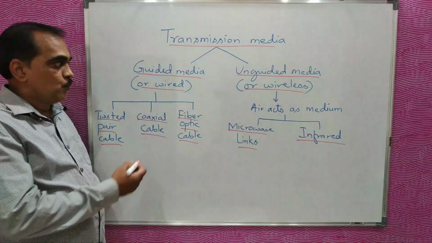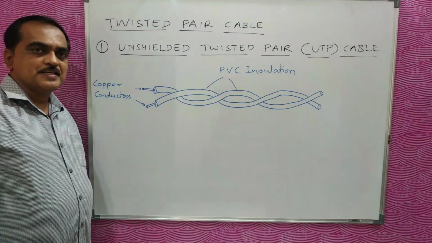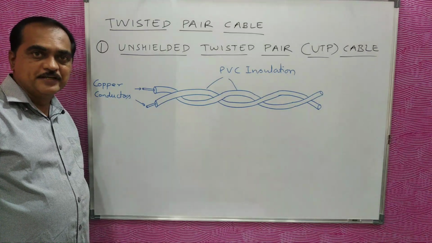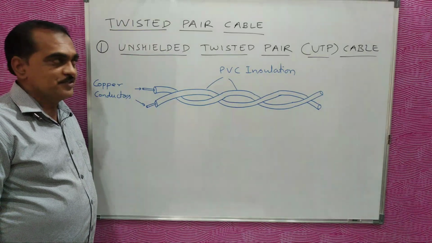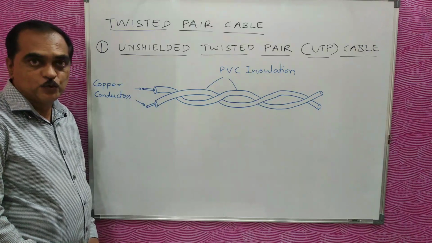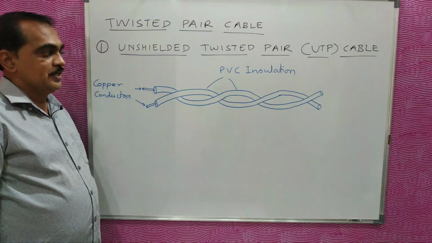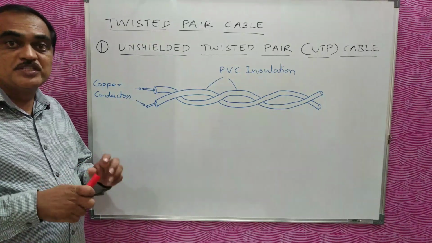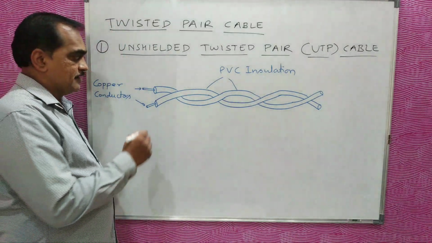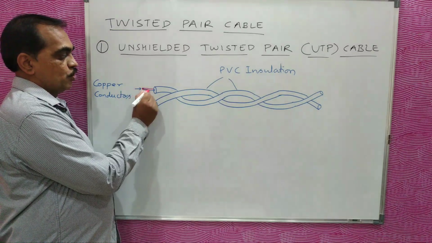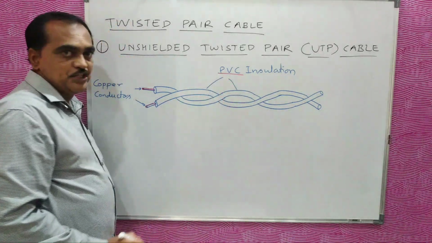Now one by one we will see what guided media are and what their types are. We'll start with the first guided media, called twisted pair cable. It has subdivisions: the first is unshielded twisted pair, UTP, and the second is shielded twisted pair, STP. In unshielded twisted pair, you can see a pair of wires twisted among each other. The pair is made up of internal copper conductors, and upon that you have polyvinyl chloride insulation.